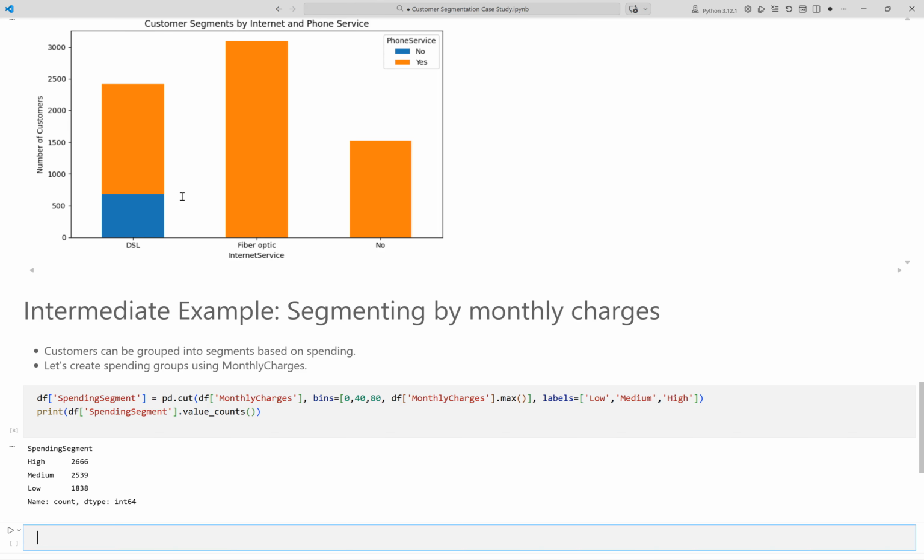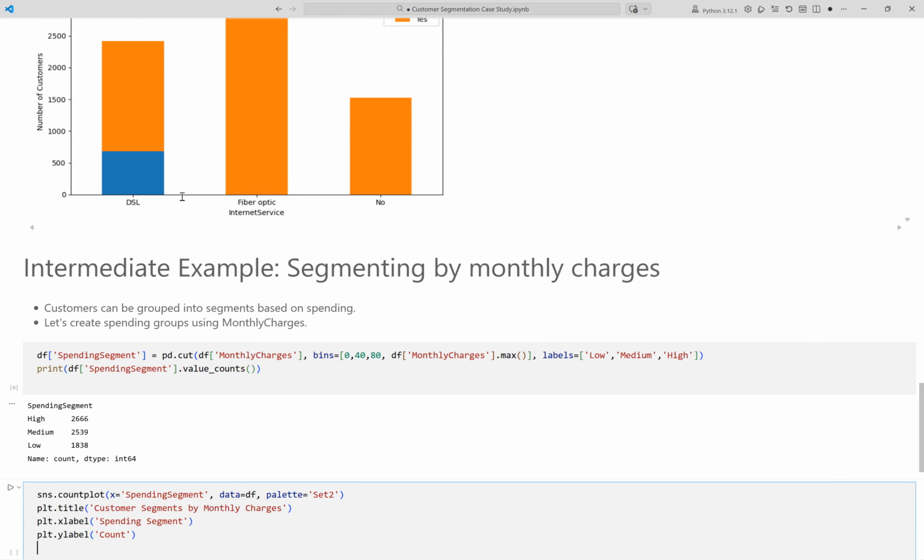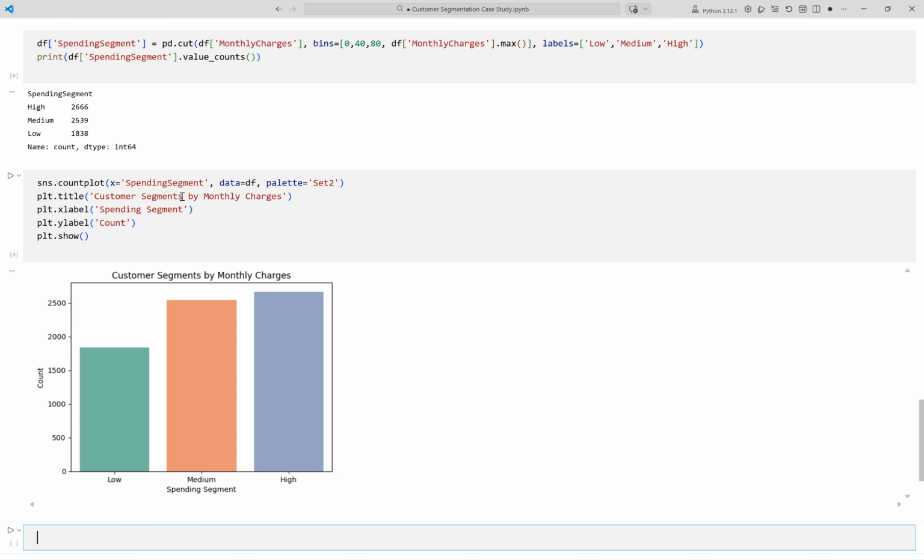We plot the distribution of spending segments, providing a visual summary for decision makers. Running the cell now. The count plot displays the number of customers in each spending segment based on their monthly charges, allowing us to see how many fall into low, medium, or high spenders. Notice the relative size of each segment's bar, which directly reflects customer distribution and helps us understand the composition of our customer base. This visual confirms our segmentation logic and sets the stage for analyzing behavior or targeting strategies by spending group.